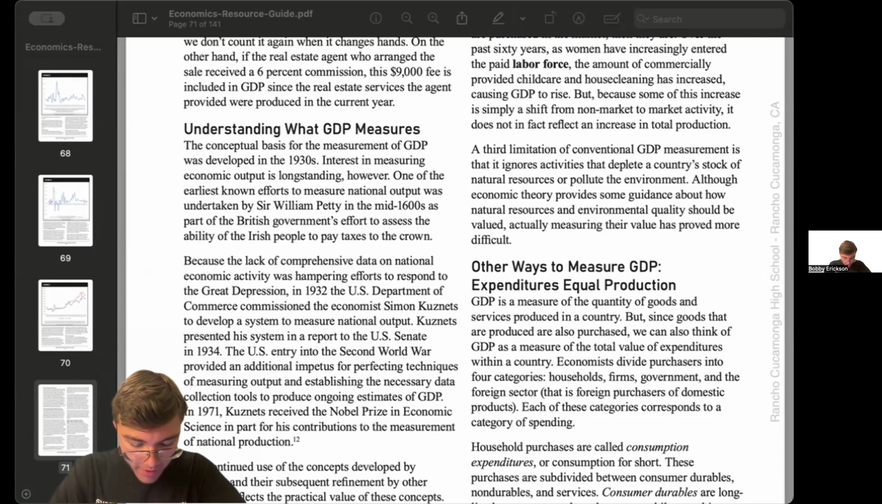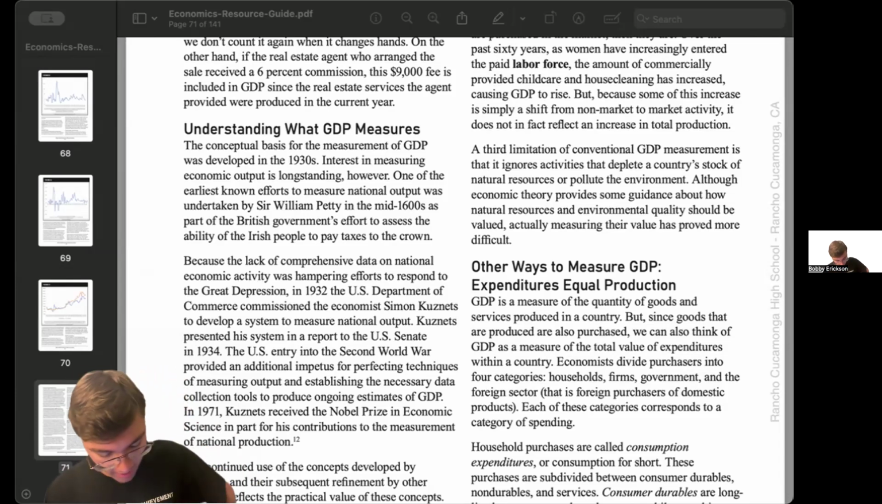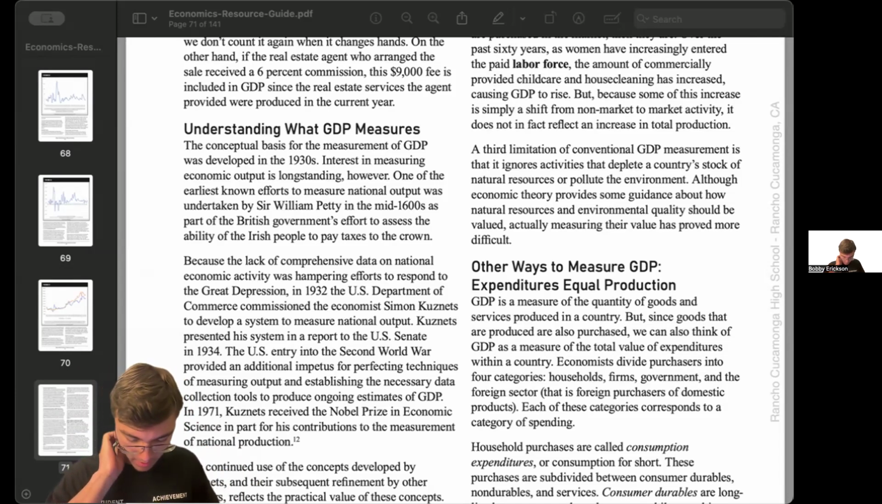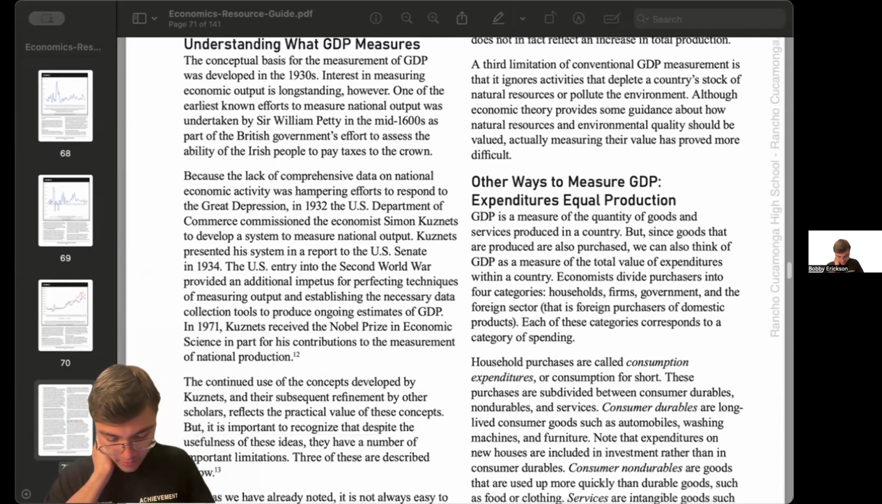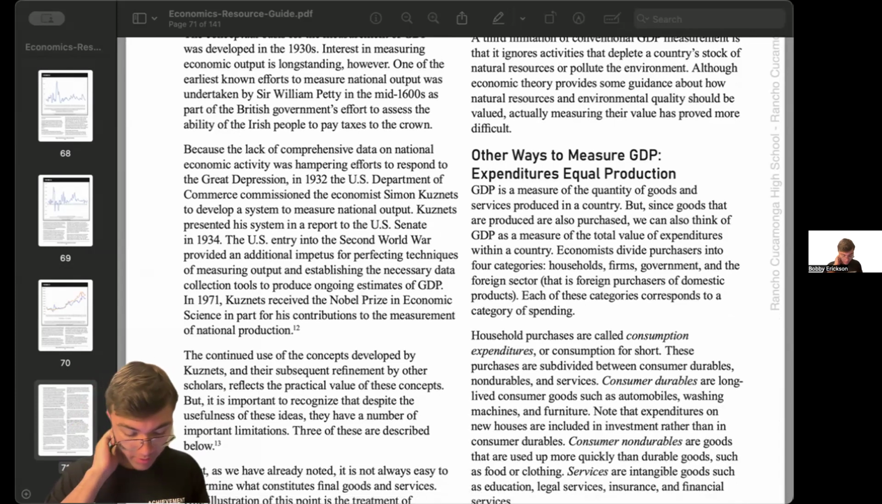And so we can see that not only was there this attempt, but there was also an attempt during the Great Depression to commission an economist to develop a system to measure national output. The man named Simon Kuznets was commissioned in 1932 by the U.S. Department of Commerce. Thinking about trade here, commerce is trade and dealings with the economy. Simon Kuznets reported to the U.S. Senate in 1934 about his idea for being able to measure national output as a whole.